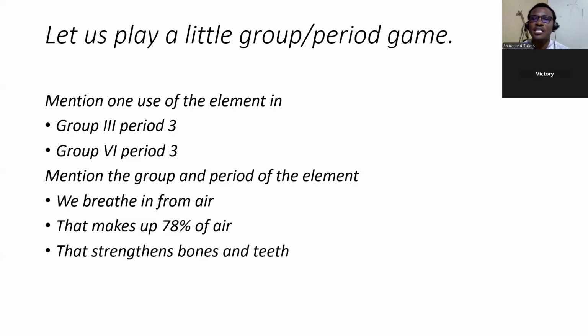Okay, very good. Oxygen is in group 6, period 2. Oh, very good, Chinyere. Very, very good. Now, next, mention the group and period of the element that makes up 78% of air. Kamsi, it's like you typed it and you were waiting. Very good. Nitrogen is in group 5, period 2.